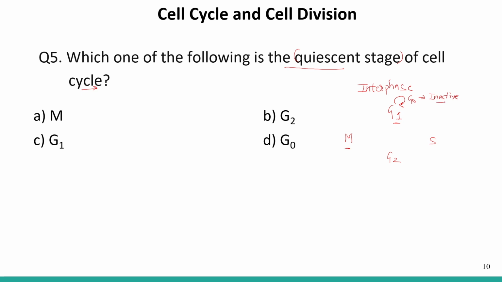So what should be the answer? The answer is the G0 phase. It is also known as the quiescent stage or the inactive stage. And depending on the condition, the cell can re-enter the cell cycle. It can re-enter the G1 phase.